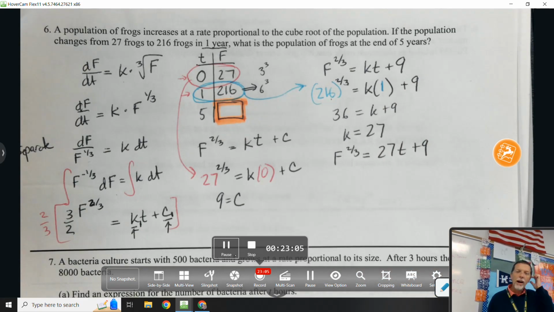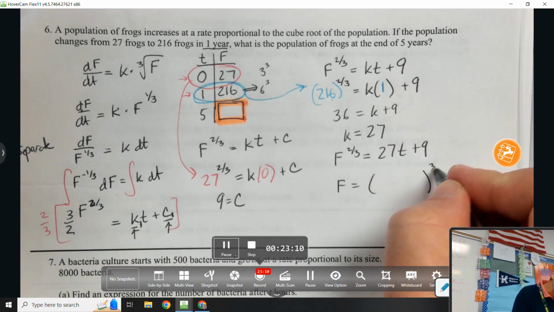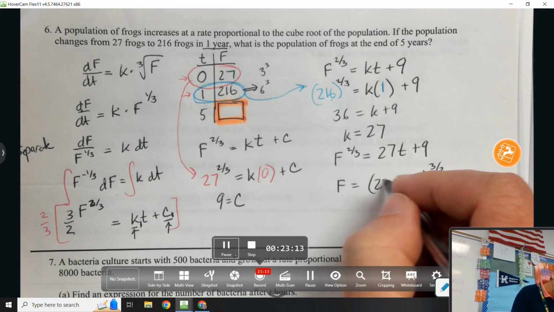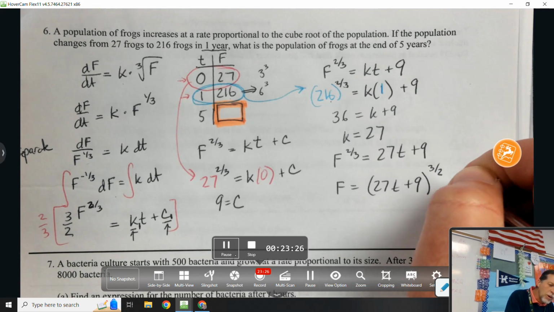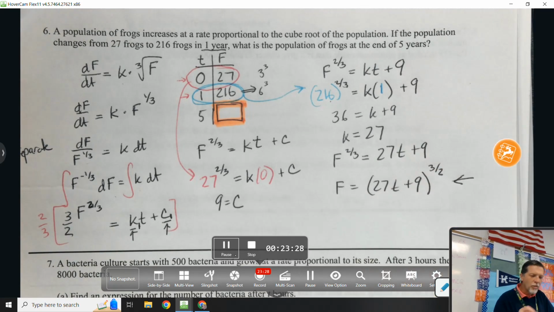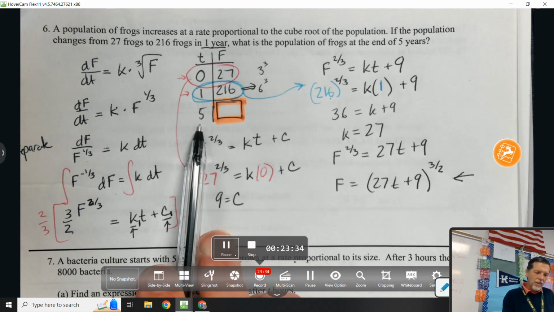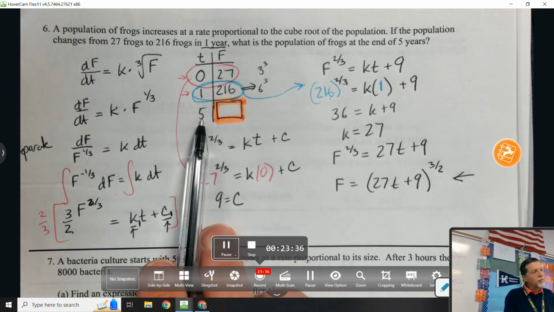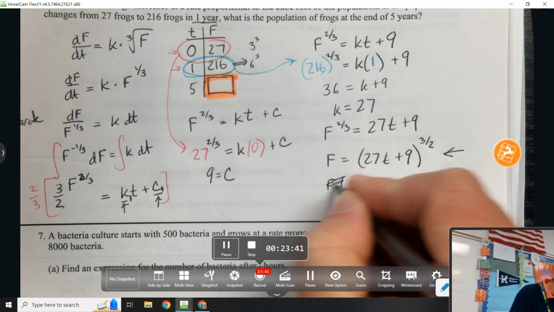And then now I'm going to solve for f. So I'll raise all of that stuff on the other side to the 3 halves. So that's sort of my solved equation. Sometimes that's all it asks for, but this problem wanted to know f when t is 5. So there's one more step to do. I just need to plug in 5 for t. And hope this works out. Although there may be a safe stop in our near future here.